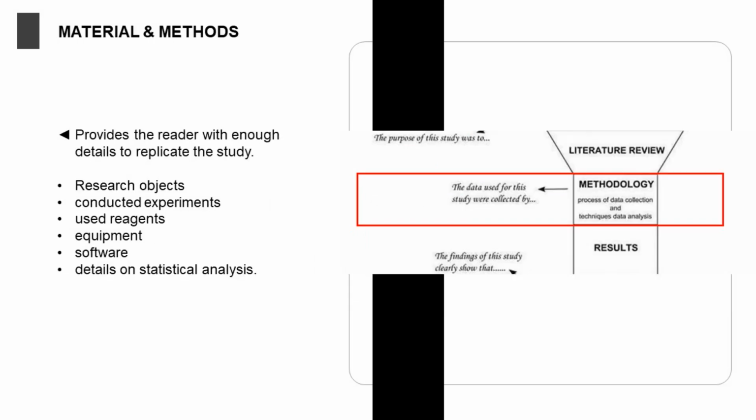Next, the article moves into the material and methods section. Here, the authors explain how the experiments were carried out. What was the object of study? Cells, mice, humans, etc. What were the conditions of the experiments? What equipment and software were used? What type of statistical analysis was applied? This section should provide enough detail so that someone else could replicate the experiment based on the description.